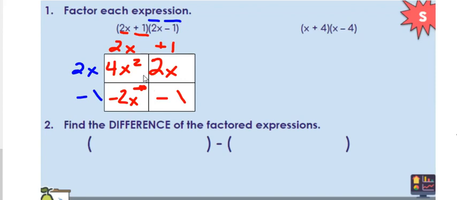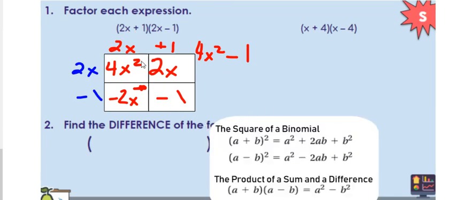So I'm going to add up all of the terms together. So I have 4x squared. My 2x plus my -2x, those are going to drop out, so I'm not going to have a term. And lastly, I'm going to have a -1 here.